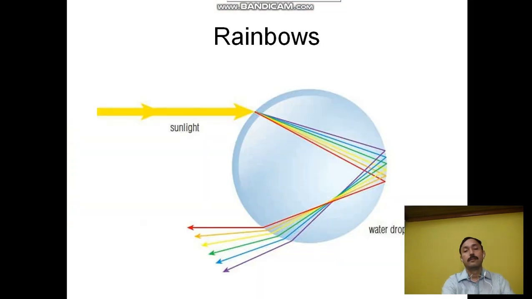This is a picture of the rainbow. What we observe here is the science of why it is produced.